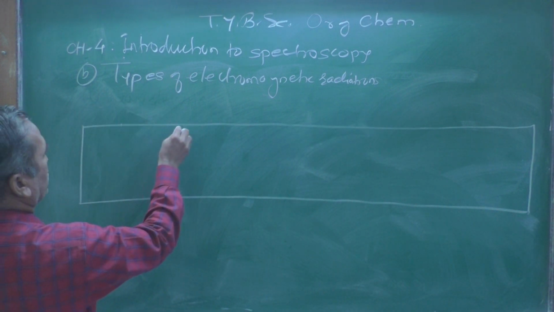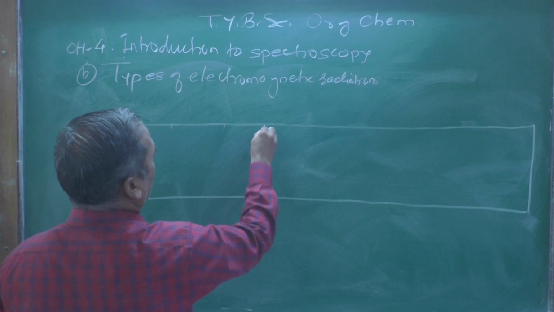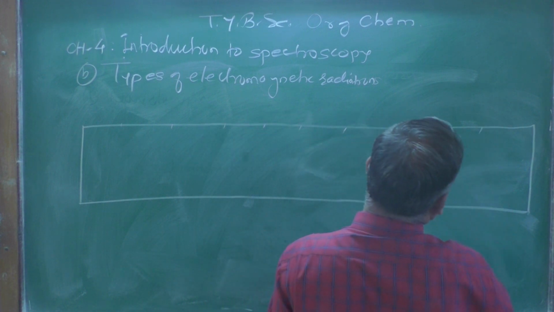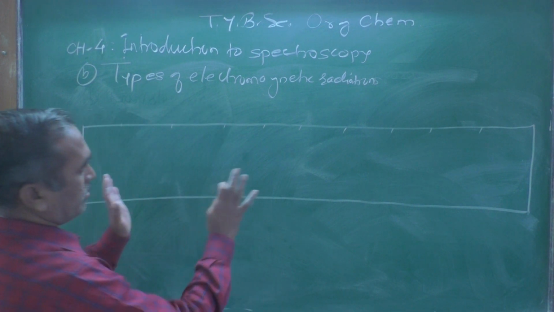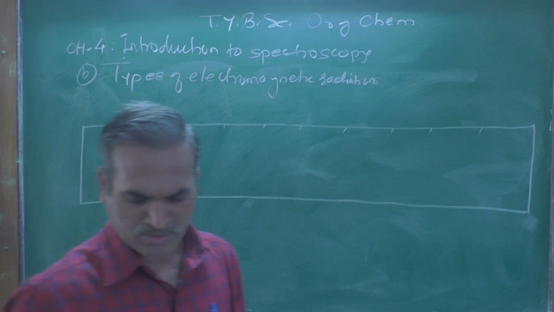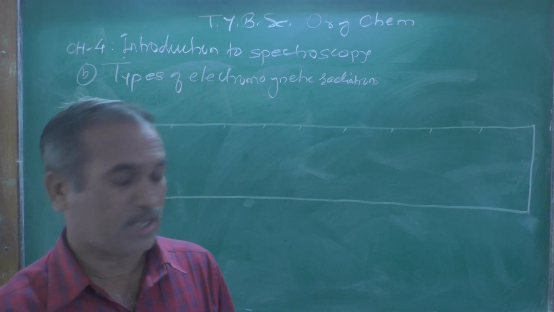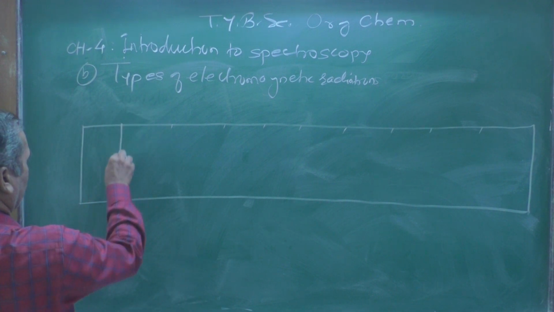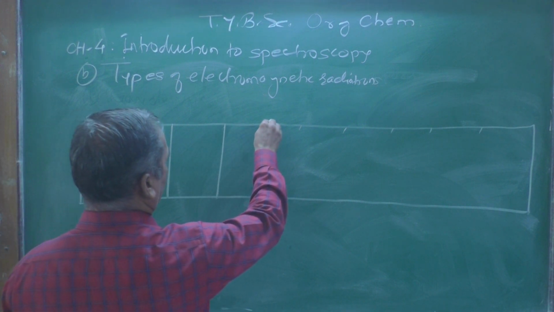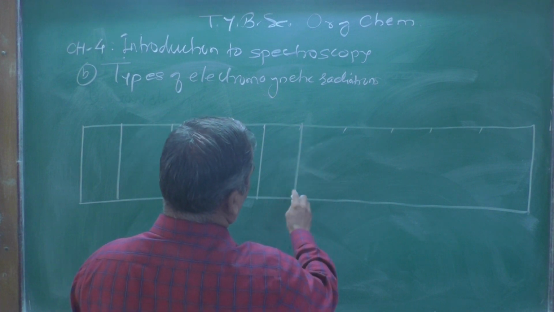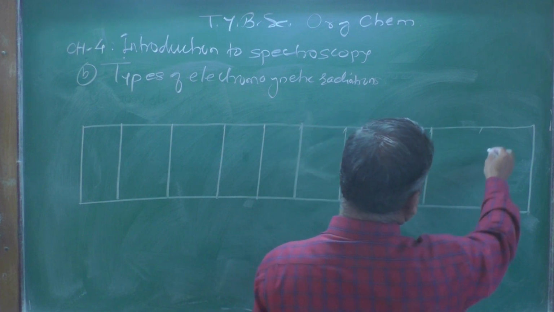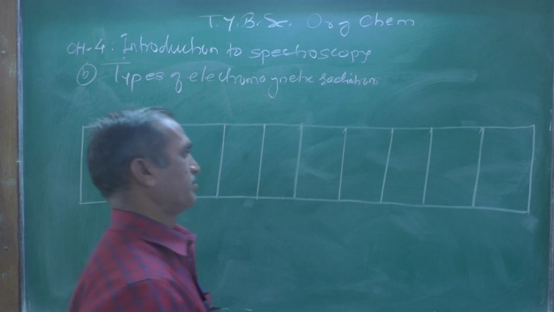Suppose I make 10 regions here: 1, 2, 3, 4, 5, 6, 7, 8, 9 and 10. Right. Now this is one region, another region, one more region here, and here also. These are some of the regions.